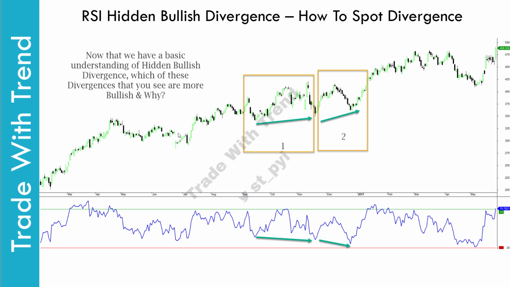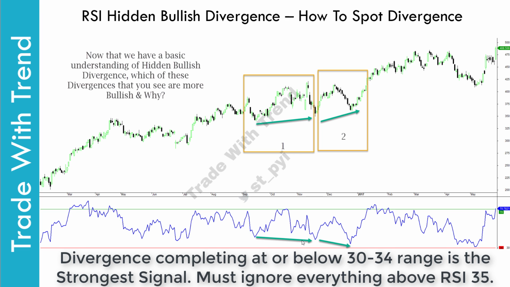Now look at these two hidden divergence signals in front of you. Which one do you think is more bullish and why? This is where I will explain how to spot a high probability hidden divergence signal with the RSI indicator. Look at the first hidden bullish divergence signal. Where does it form on RSI? It is forming between the range of 35 and 40. Now look at the second hidden bullish divergence signal. See where this is forming. On RSI, this is forming between 30 and 35.